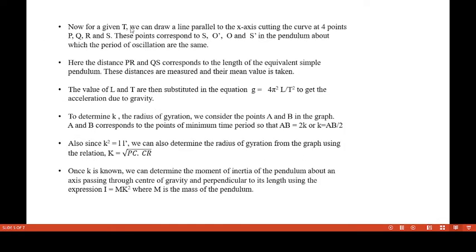Now for a given time period, we can draw a line parallel to the x-axis, cutting the curve at 4 points P, Q, R and S. These points correspond to the point of suspension, point of oscillation, and point of suspension. We have seen these 4 points in the last class. In the general case of the compound pendulum, there are 4 points which correspond to the same time period.